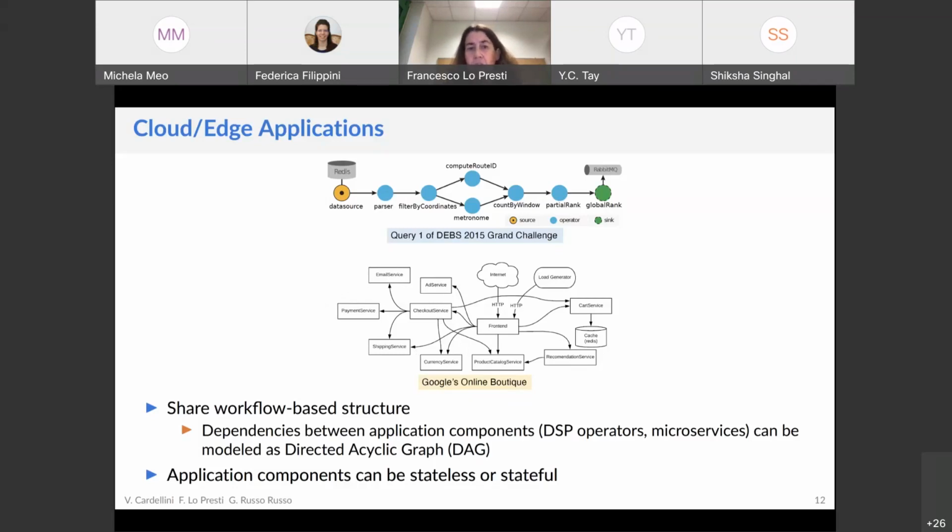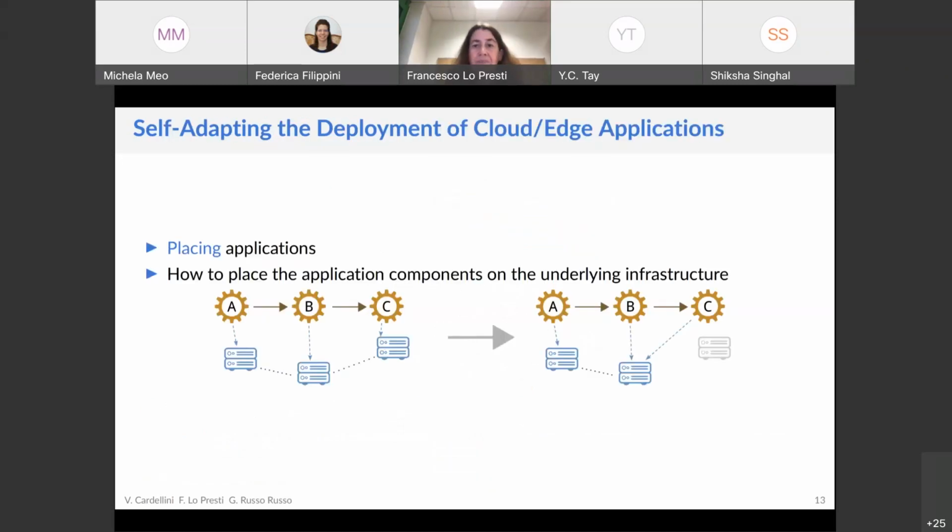And the components of both kinds of application can be stateless. That means you don't have any state associated to the component, and stateless components are easier to manage, or the component can be stateful. That means you have a state associated to the component.